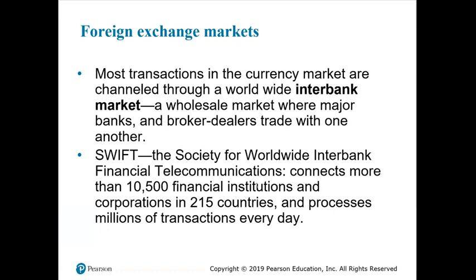The bottom line here is that all the participants in the foreign exchange market are linked with one another through an interbank market, which is a wholesale market of major banks, brokers, and dealers. Most of the transactions take place via a telecommunication network known as SWIFT, the Society for Worldwide Interbank Financial Telecommunications. This connects more than 10,000 financial institutions and corporations across the world and processes millions of transactions every day. But as I said, we'll talk more about the structure of this foreign exchange market very shortly.